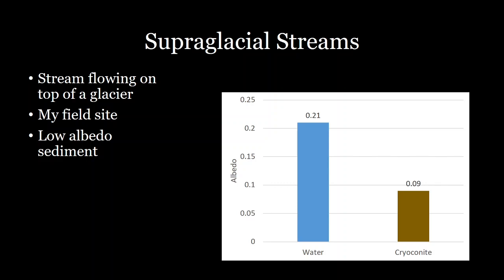And when we have lower albedos, we have more solar radiation being absorbed and more energy goes into melting. So knowing how many superglacial streams there are and how much sediment is in these streams is really important for determining how much melting occurs within the ablation zone.